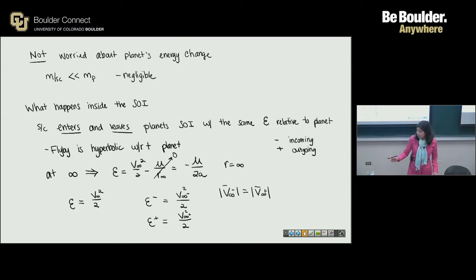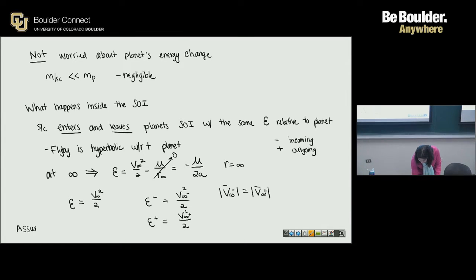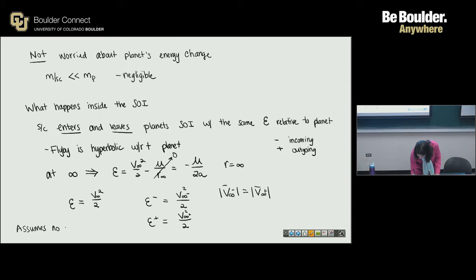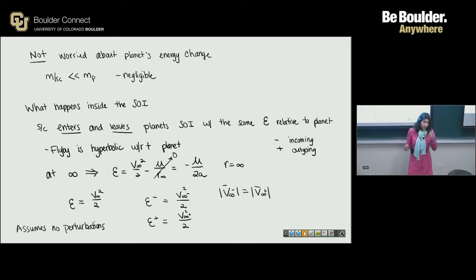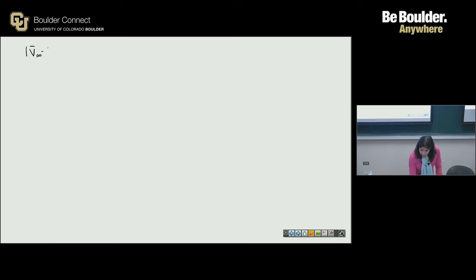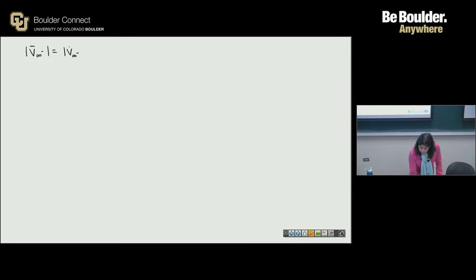Everyone have all this before I go to the next slide? I'll just give you a minute. Now, again, I'll just put assumes no perturbations. Good. So for our preliminary mission design, assuming no perturbations is a good approximation. Okay. So we've said that V infinity in equals V infinity out.